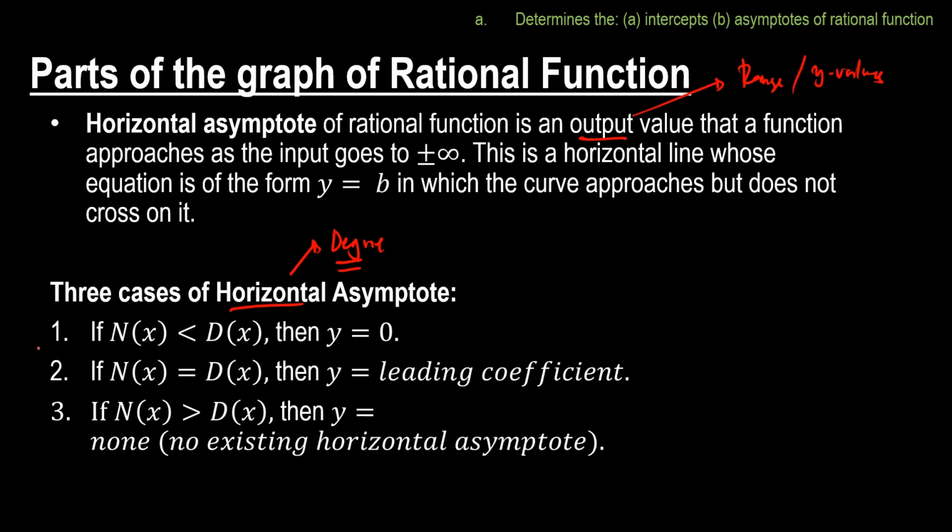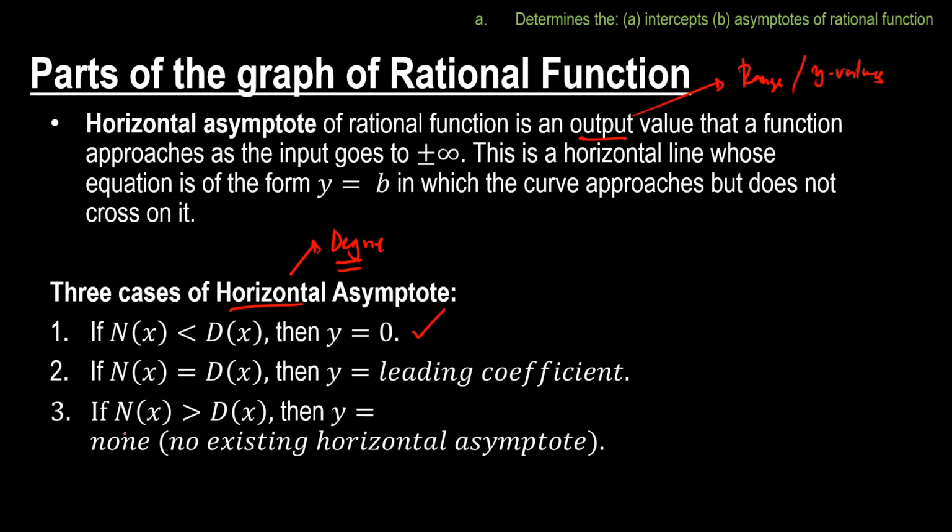On the first condition, if the degree of the numerator is less than the degree of the denominator, therefore our asymptote is y is equal to 0. Always, class, ha? If the degree of the numerator is less than the degree of the denominator, then y is equal to 0. But if the degree of the numerator is equal or same with the degree of the denominator, then y is equal to the leading coefficient. So, pag same na sila ng degree, ang titingnan natin is yung leading coefficient ng variable.